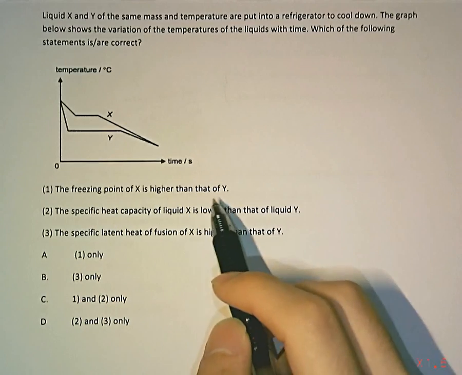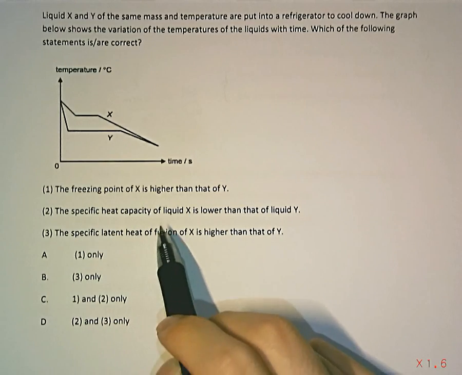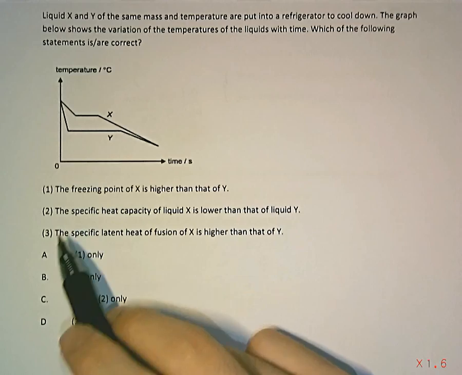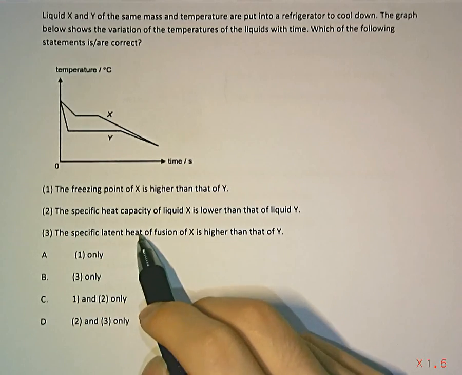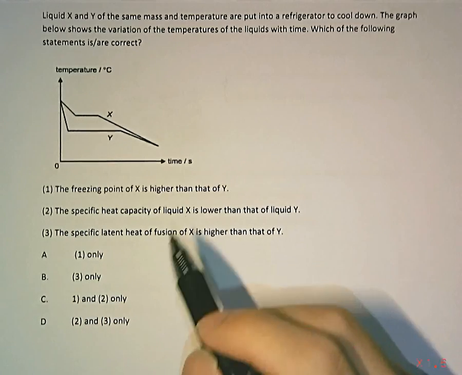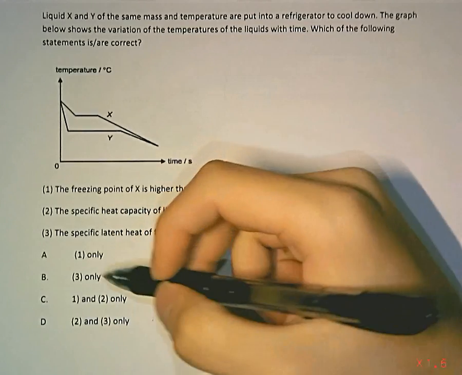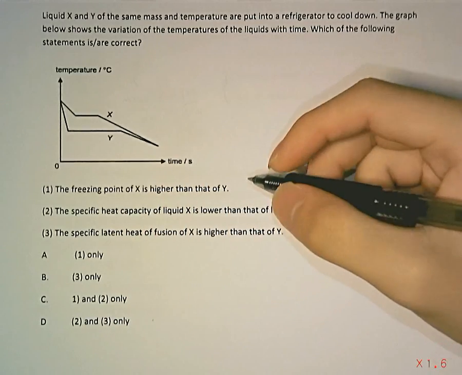Statement 1, the freezing point of X is higher than that of Y. Statement 2, the specific heat capacity of liquid X is lower than that of liquid Y. Statement 3, the specific latent heat of fusion of X is higher than that of Y. And we need to give them our answer. Let's look at option 1.